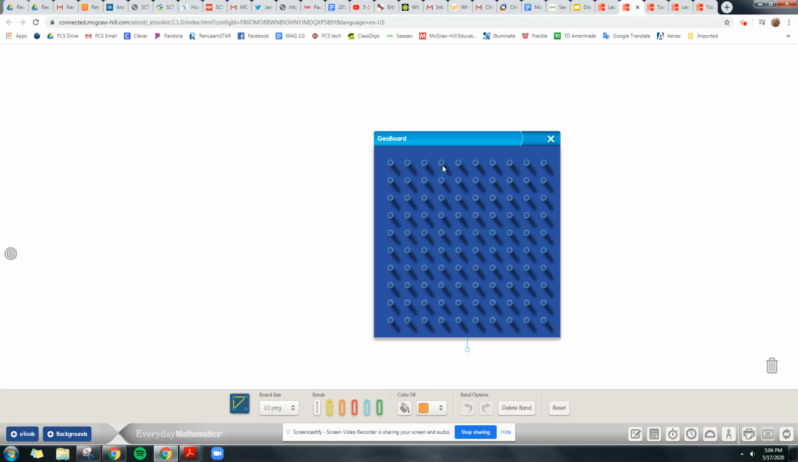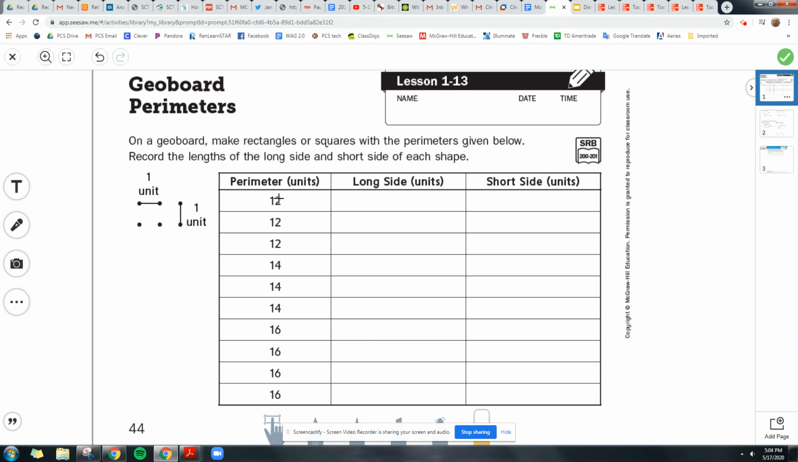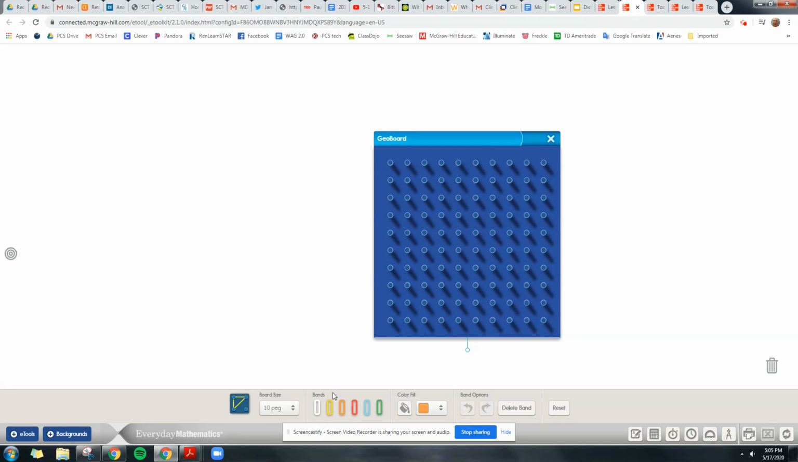There it is. And we want to have a 10 by 10, 10 pegs by 10 pegs. So we click on 10 peg, we drag up a GeoBoard, and look, there you go, 1, 2, 3, 4, 5, 6, 7, 8, 9, 10, 10 by 10. And let's see, what does the first one want us to do? It wants us to create a rectangle with a perimeter of 12. And it looks like it wants us to create 3 different ones.